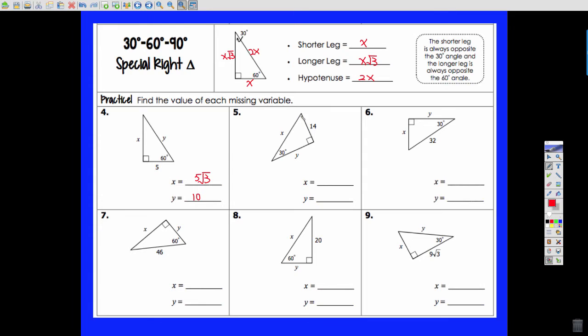Over here, my short leg is 14, therefore my hypotenuse must be 2 times 14, which is 28. And if my hypotenuse is 28, my longer leg must be root 3 times the shorter leg, so it's 14 root 3. Over here, I don't have the short leg, but I have the hypotenuse. Hypotenuse is 2 times the short leg, equals 32. Therefore, my x is 16. And now that I know my short leg, my y is just 16 root 3.